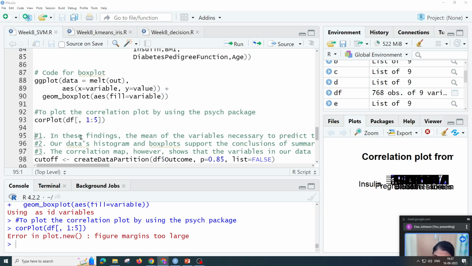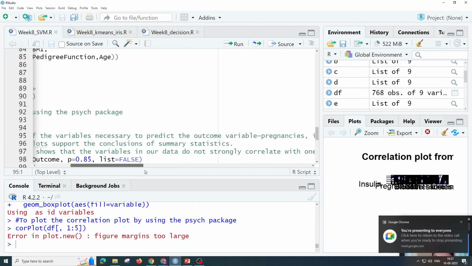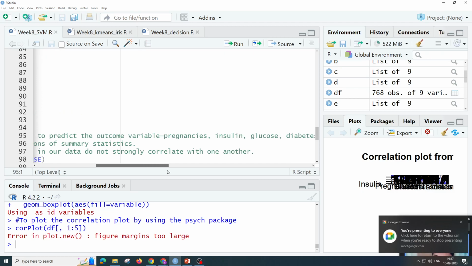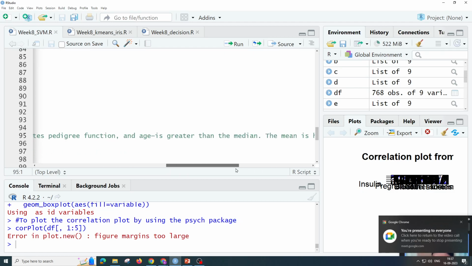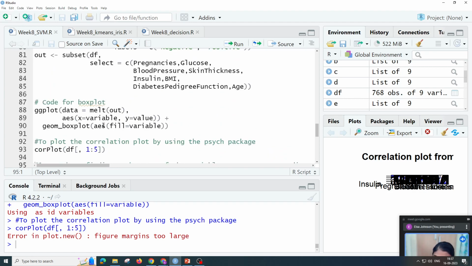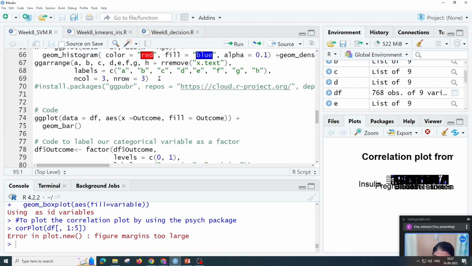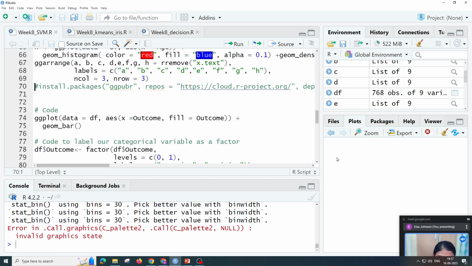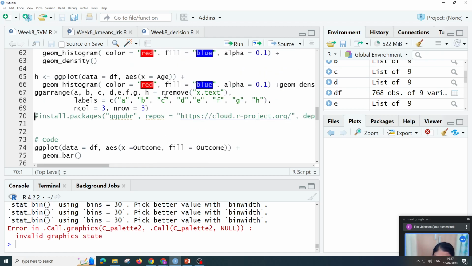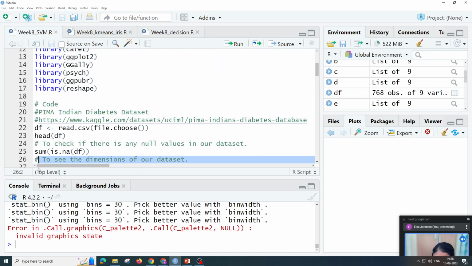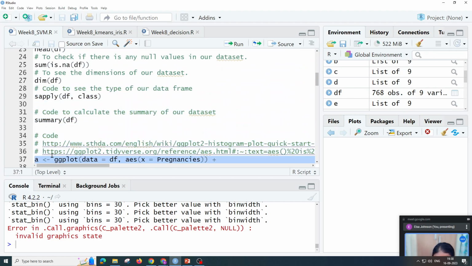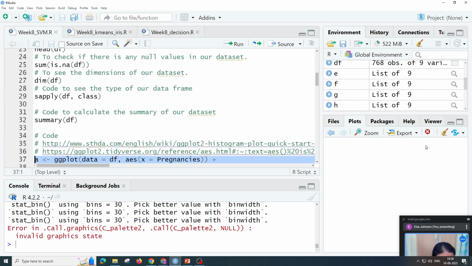Now some insights from the data, from the findings we have analyzed right now: the mean of the variables necessary to predict the variable pregnancies is greater than the median. First I will show you the thing once again. In this plot, I have to run that once again.